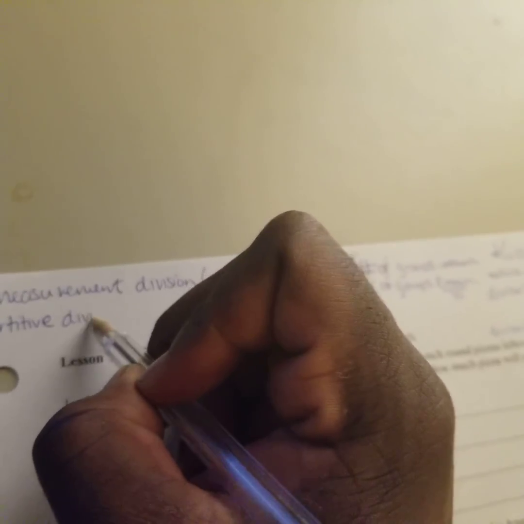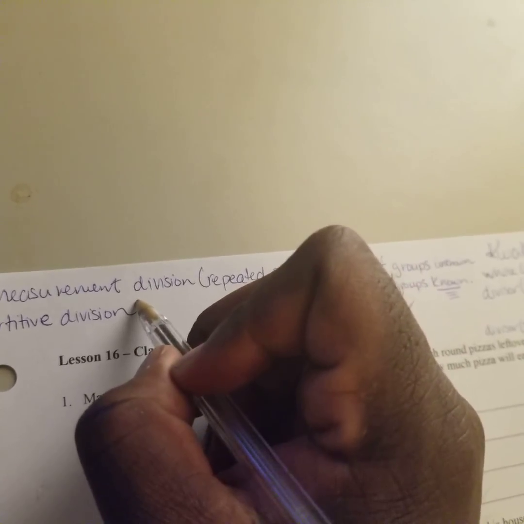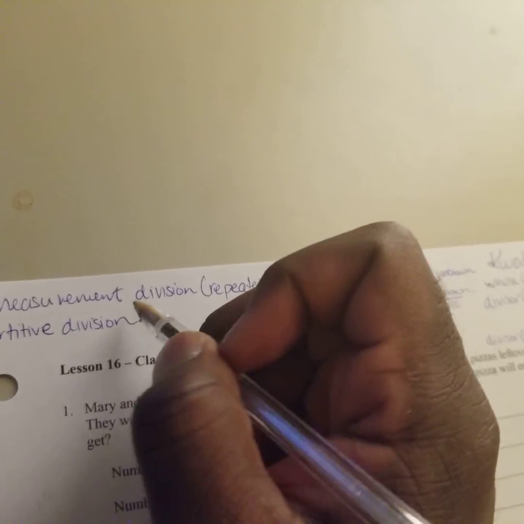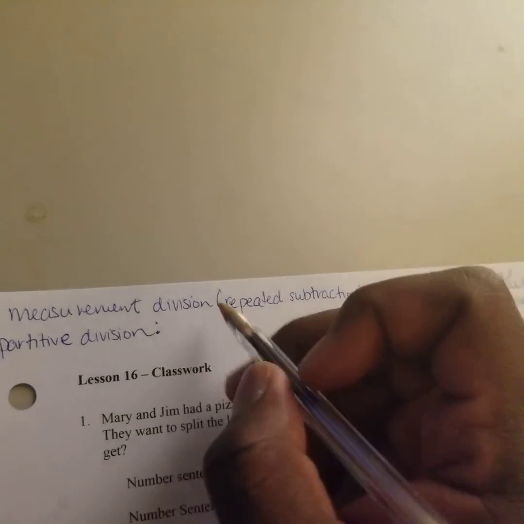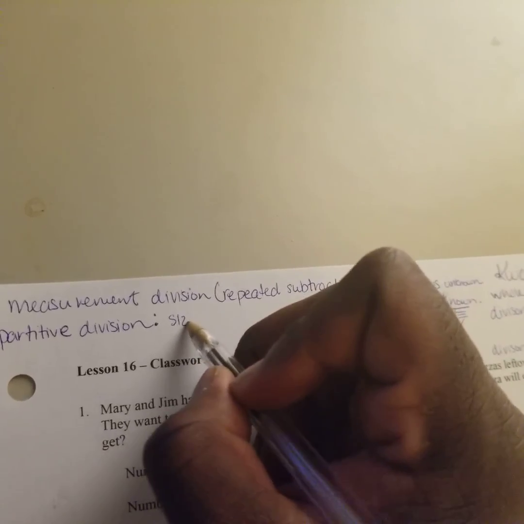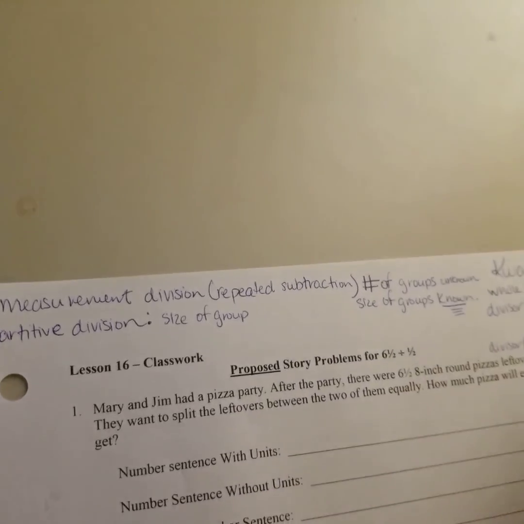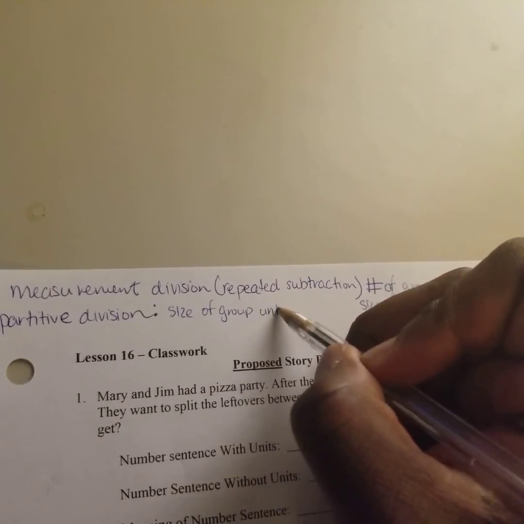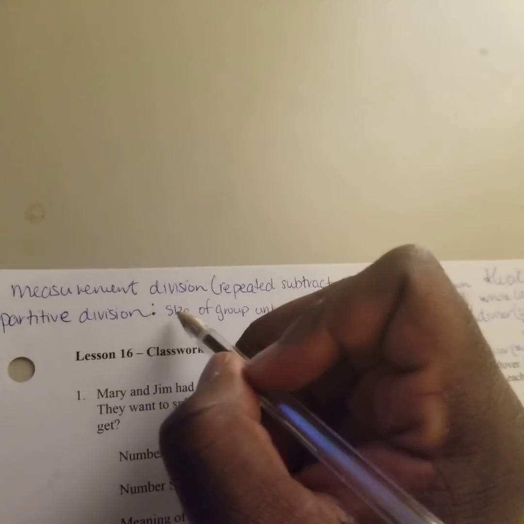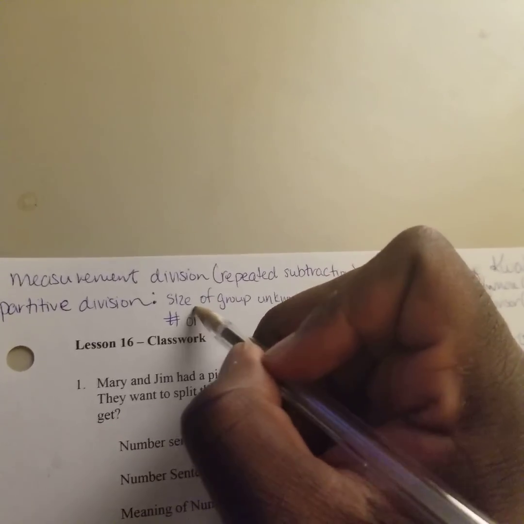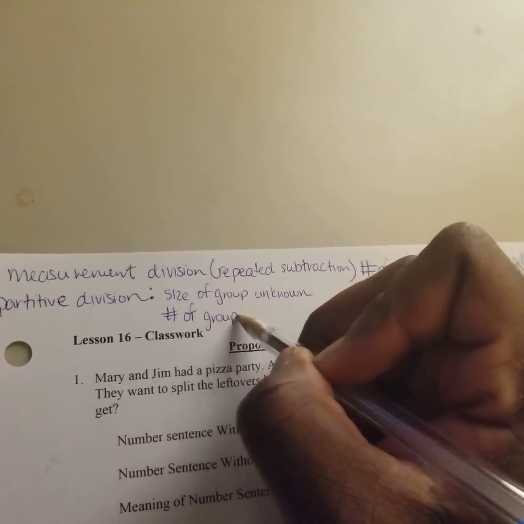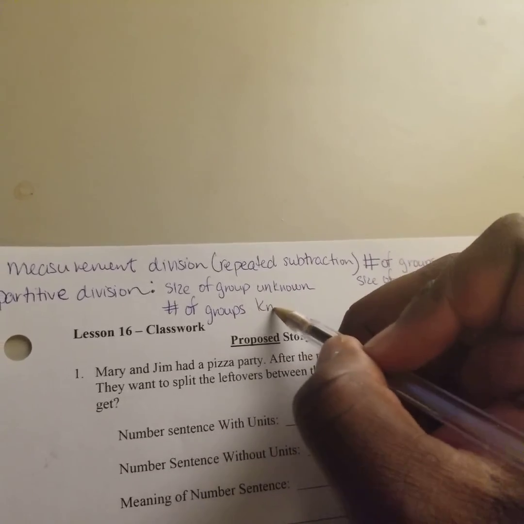And then we have partitive division, where the size of the group is the opposite. It's unknown. But the number of groups is known.